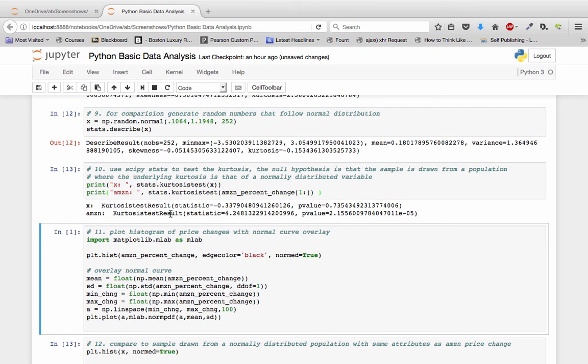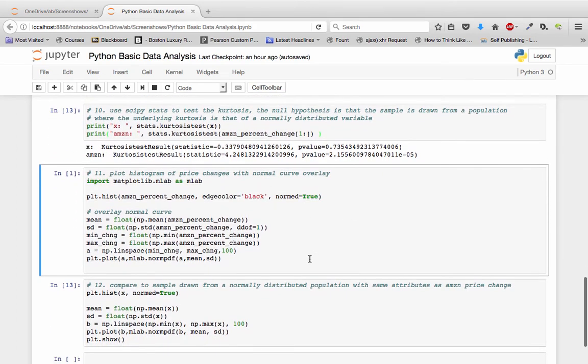By contrast, if we look at the kurtosis test for the Amazon price changes, we can see that the test statistic is high. I said it should be significantly higher or lower than zero; by that I mean if it's a z, anything higher than 1.96 in this case is going to lead us to conclude that we're not seeing a kurtosis from a normal distribution. Looking at the p-value, it's 2.15 times 10 to the negative 5, so basically 0.00002. That's a very low probability that we're seeing these kinds of results from random chance.